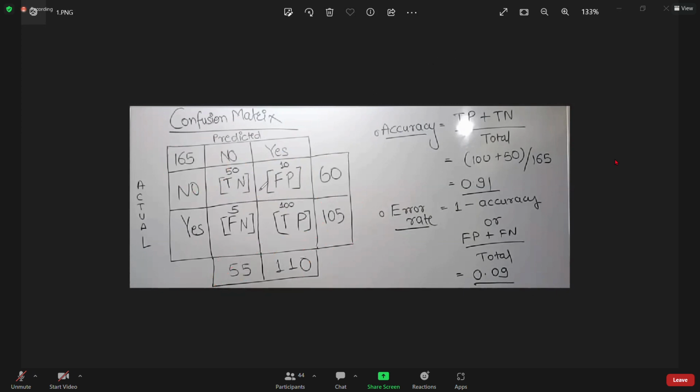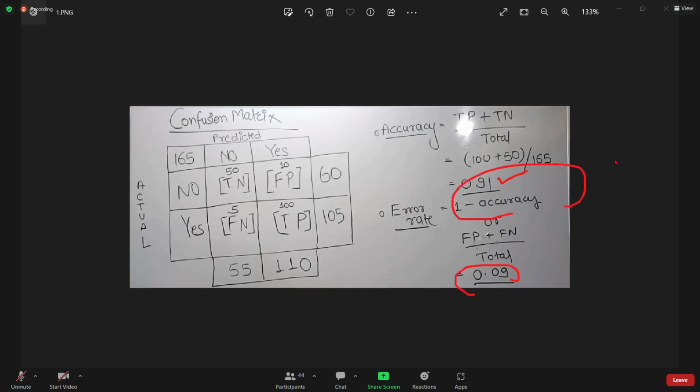Now, how to compute the accuracy of the model? To compute accuracy of the model, TP plus TN divided by total. So TP plus TN equals 50 plus 100, 150, divided by 165. What is accuracy? 91%. If the accuracy is 91%, what is the error? 9%, which is 1 minus accuracy. So 100 minus 91 is 9.